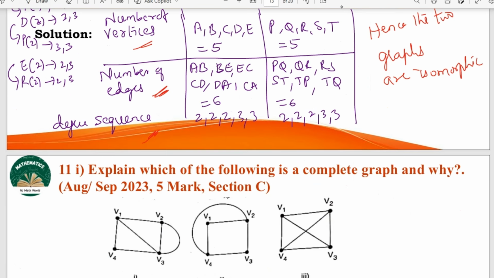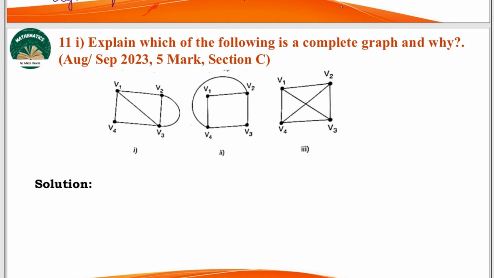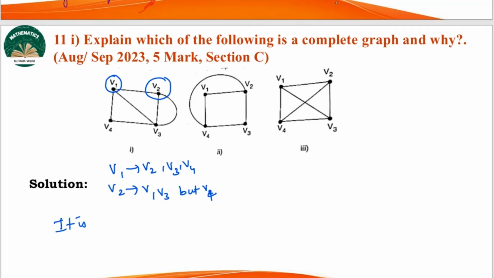Moving on, the next question we have: explain which of the following is a complete graph and why. A graph is called a complete graph when every vertex is connected with a unique edge to all other vertices. So here we have V1. V1 is connected to V2, V3 and V4. Then V2 is connected with V1 and V3, but it is not connected with V4. If it is not connected with V4, it is not a complete graph.